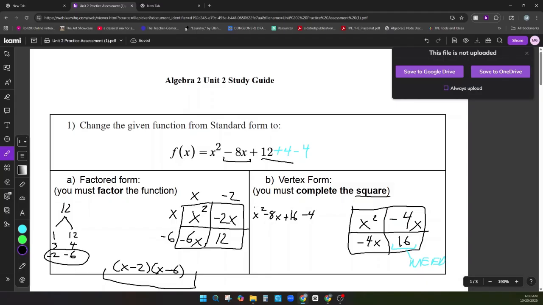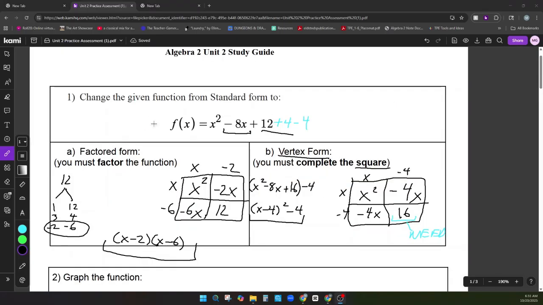So now I can factor this part of my equation. And I don't need to create a new factor box. I already have one. I split this into x and x, minus 4, minus 4. And what I get is x minus 4 squared minus 4. And from there, I'm actually done. All I'm asking for is the vertex form. So I have the form, and so I am done with number 1.